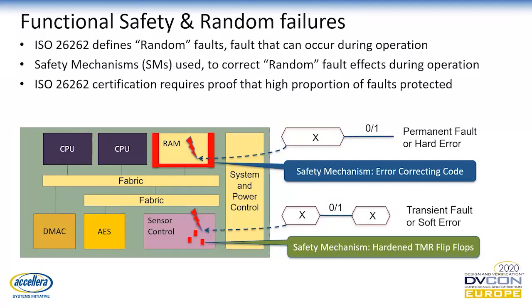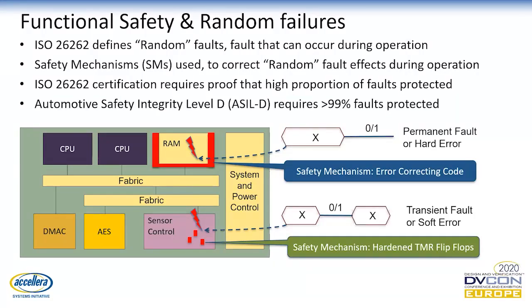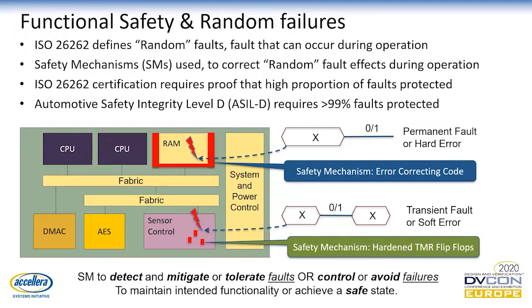ISO 26262 certification requires proof that a high proportion of these faults are protected. It also defines something called ASIL, automotive safety integrity level, which we'll look into in the next slide. ASIL D is the highest requirement, which requires 99% of the faults to be protected. So in essence, a safety mechanism is to detect and mitigate or tolerate faults, or control or avoid these failures, to make sure that the entire system in use is in a safe state.